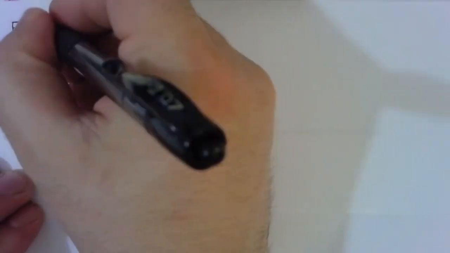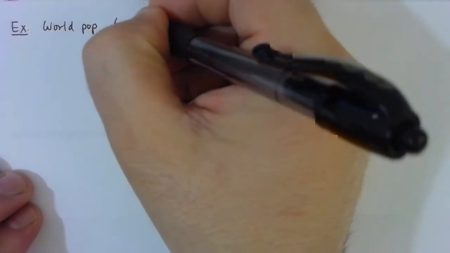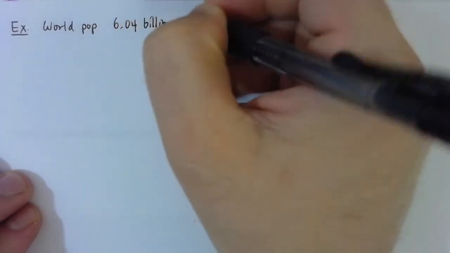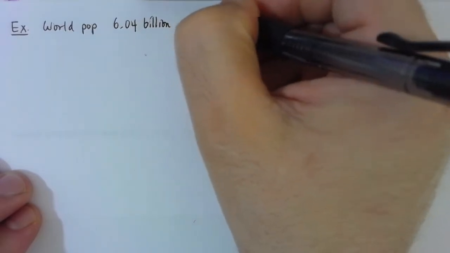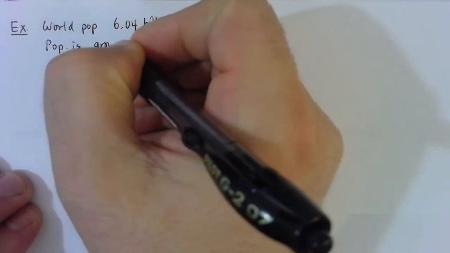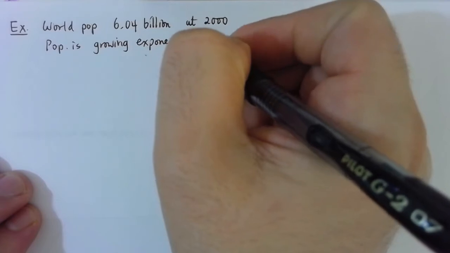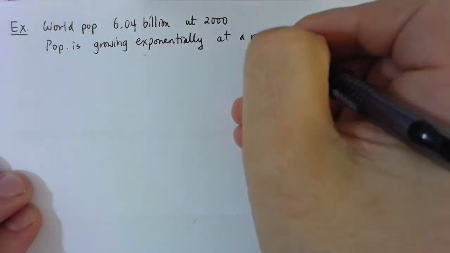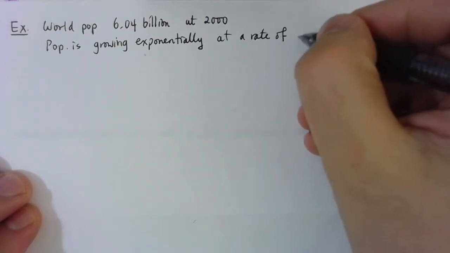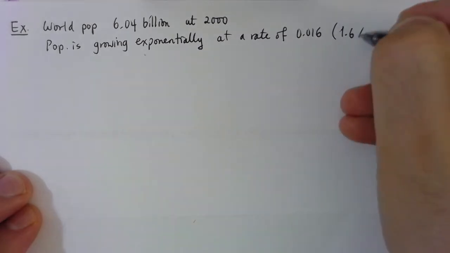Here's another example. It says the world population is given to be 6.04 billion at 2000. And the population is growing exponentially at the rate of 0.016, or we can just say 1.6%.